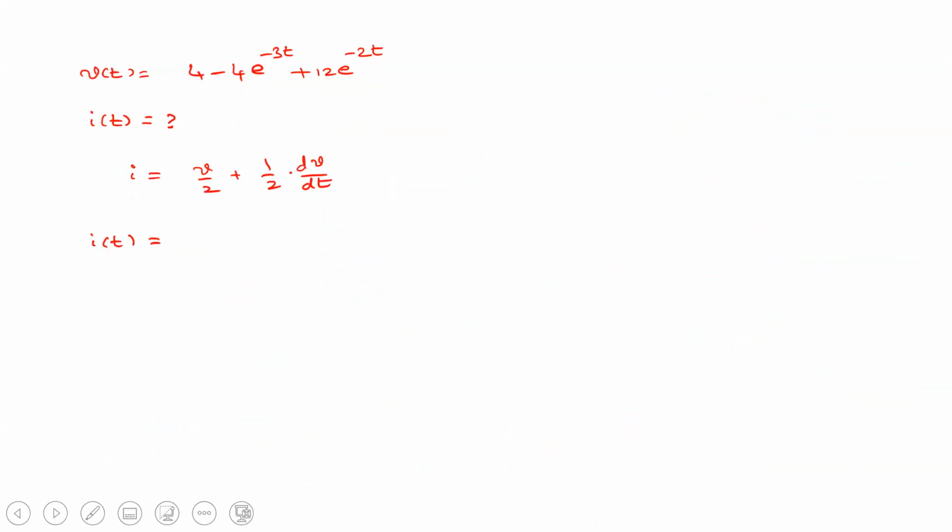Sir, here steady state current will also add now, because this is transient only. In the current expression, sir, I infinity will also be added, because V by 2 plus half dV by dt only denotes the transient current.